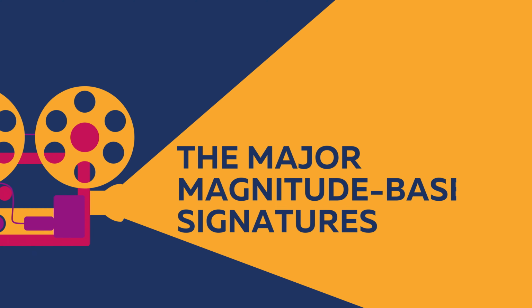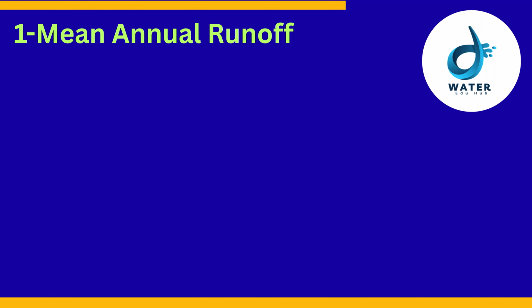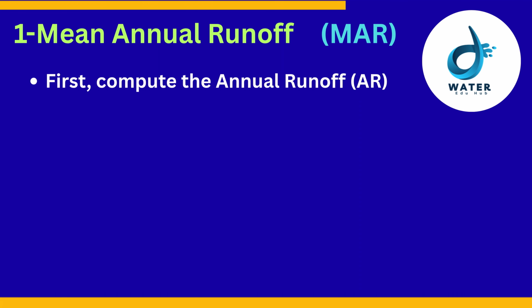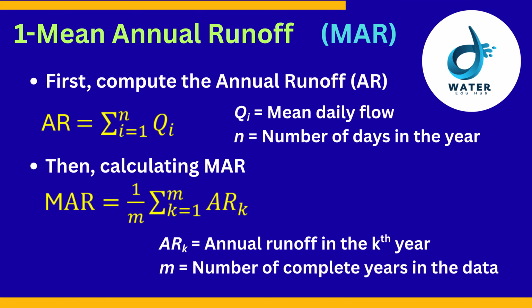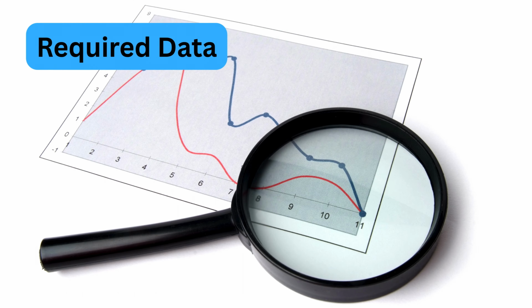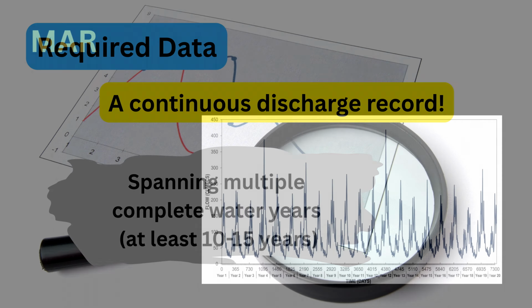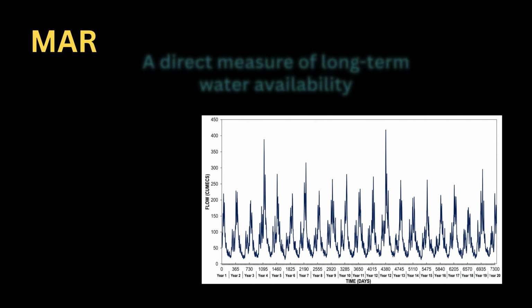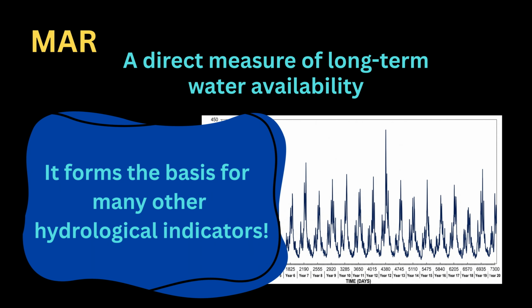The major magnitude-based signatures are as follows. First, mean annual runoff, often abbreviated as MAR. To calculate it, we first compute the annual runoff for each year by summing the mean daily flows for all days in that year. Then we take the arithmetic mean of those annual runoff values across all years of available data. The required data is a continuous discharge record spanning multiple complete years. MAR provides a direct measure of long-term water availability and forms the basis for many other hydrological indicators.